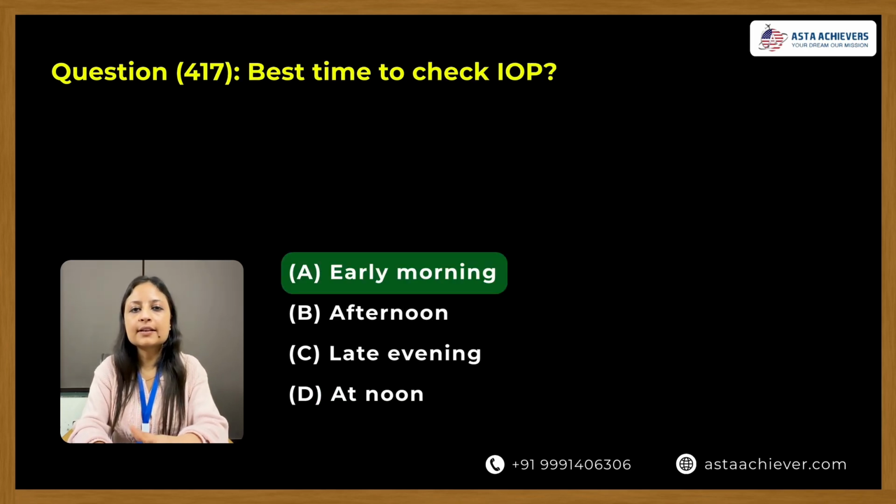Question number 417. Best time to check the IOP, intraocular pressure. So option A, early morning. Option B, afternoon. Option C, late evening. And option D, at noon. So option A, early morning, is the best time to check the intraocular pressure.